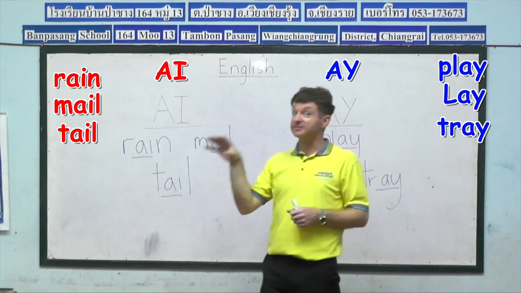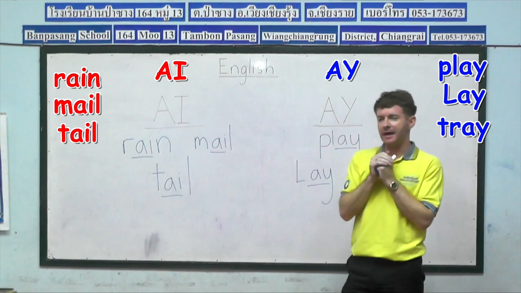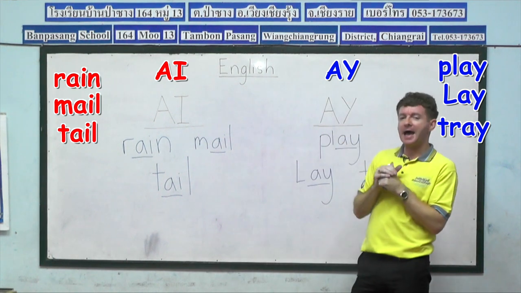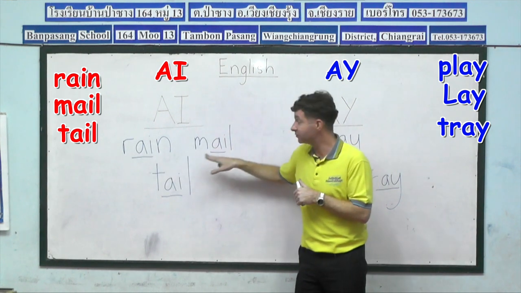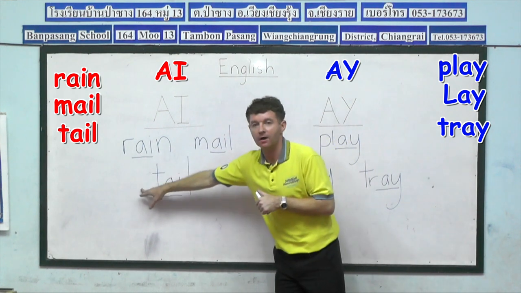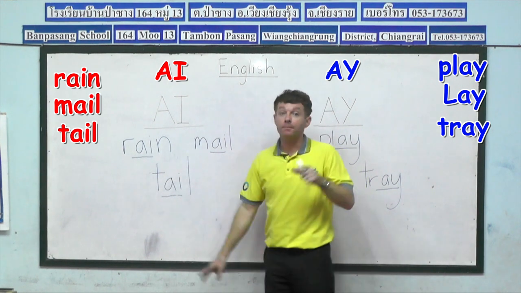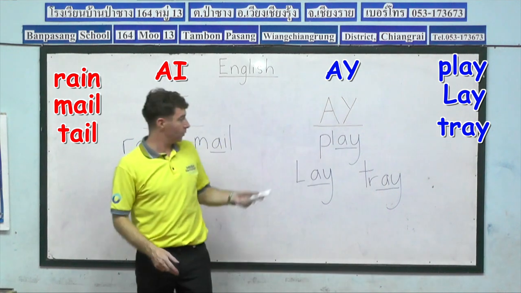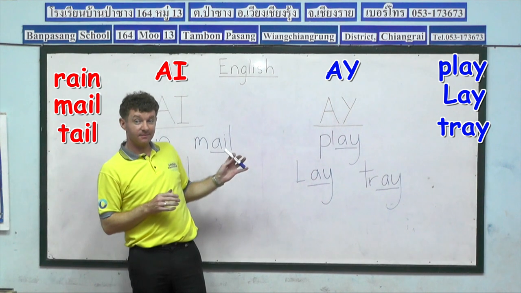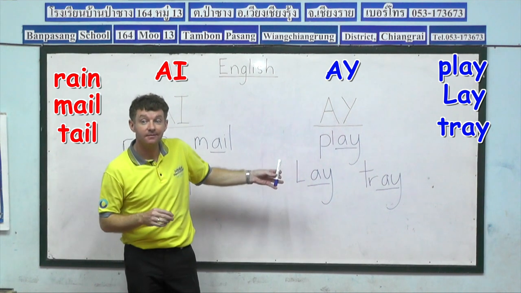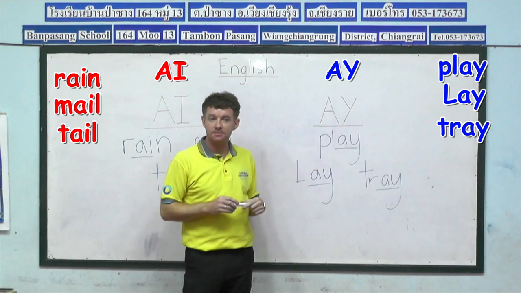Both sounds similar, but they're spelt differently. And does anybody notice anything else? When we use A-I, the letters are in the middle of the word. Not at the start and not at the end. But when we use A-Y, where are the letters? Are they at the beginning? No. Are they in the middle? No. A-Y always at the end.